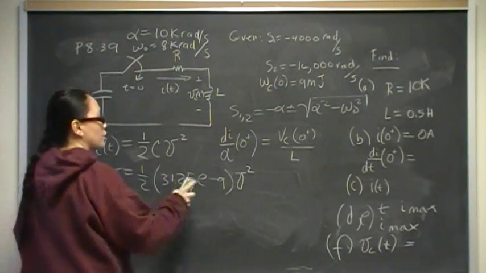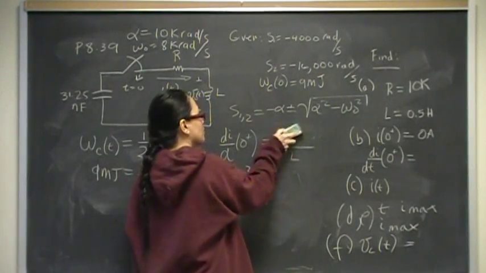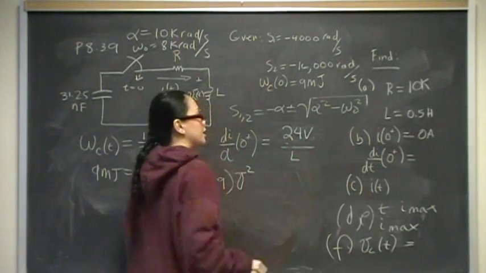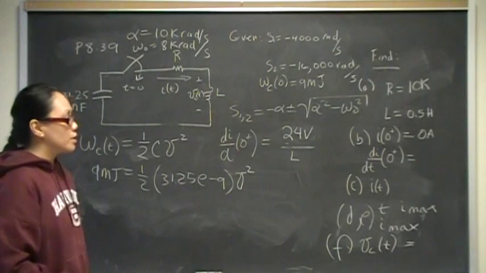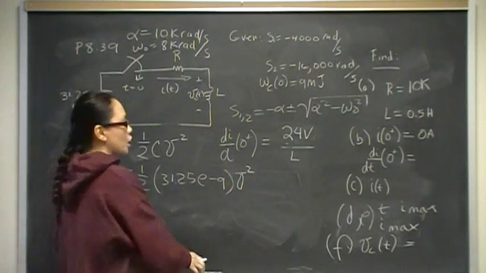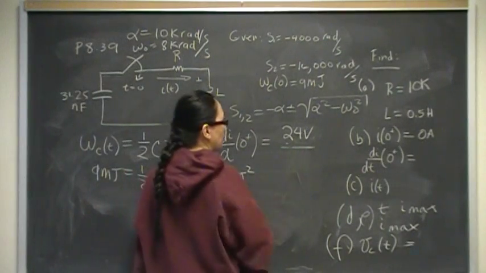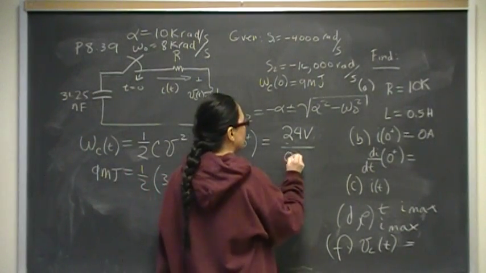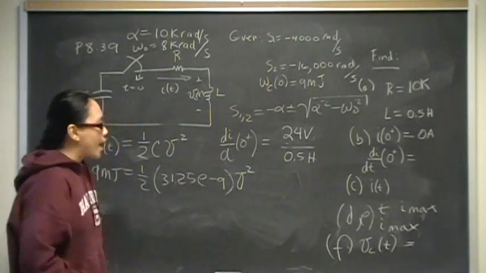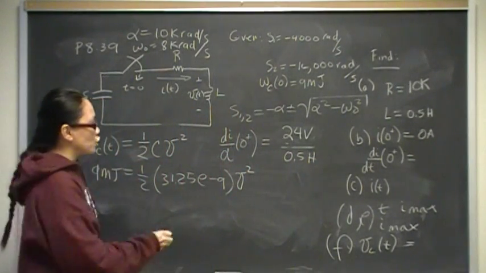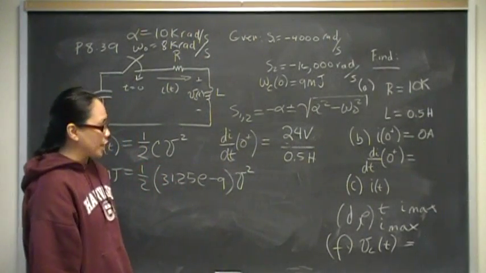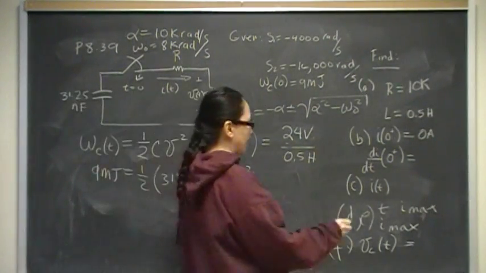So now we know that this is 24 volts. That's the initial voltage drop across the capacitor. And we know that inductance is 0.5 henries. So that tells me that the initial change, the di dt right after the switching happens, is 48 amps per second.